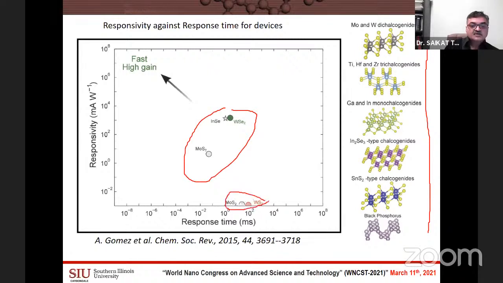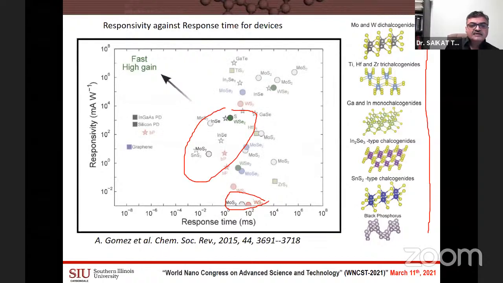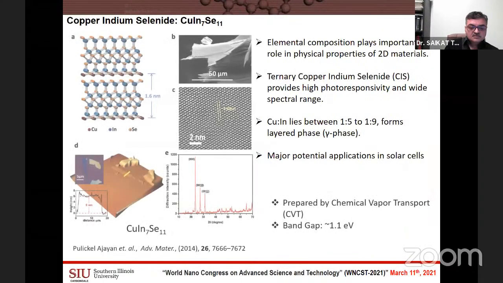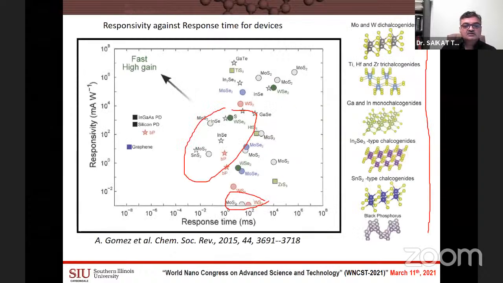So that's why they're slow. And then you have different kinds of materials. Let me quickly go back. So this is basically all the materials you can see. If you have high responsivity, it is tricky to get response times very fast.